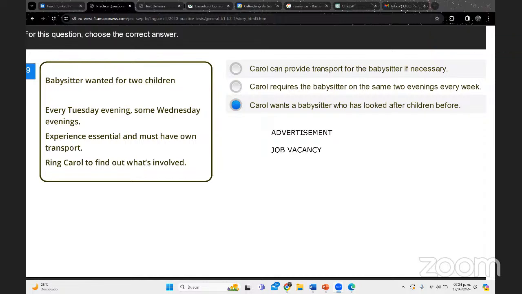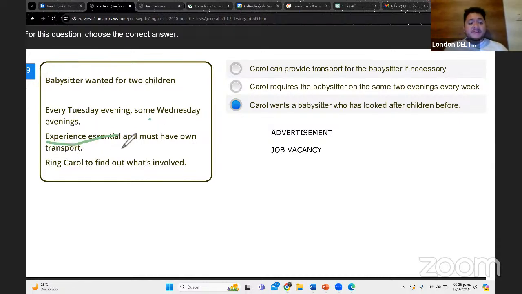Take care. Muy bien. Take care. Cuidar, ¿verdad? So, the option says, Carol wants a babysitter who has looked after children before. Do we have this information in this text? Yes, it says experience essential.